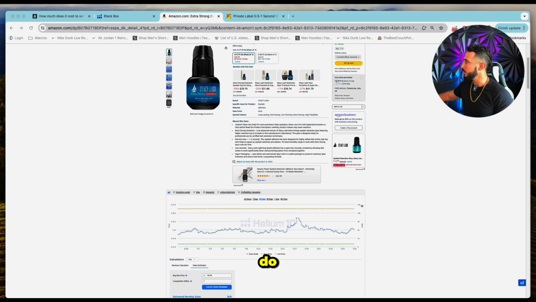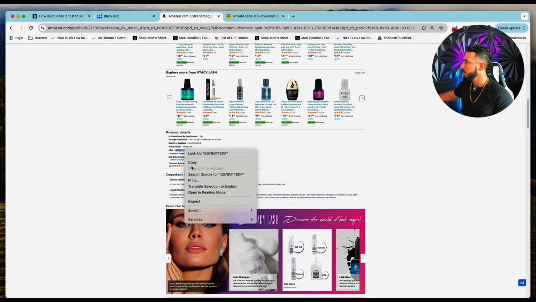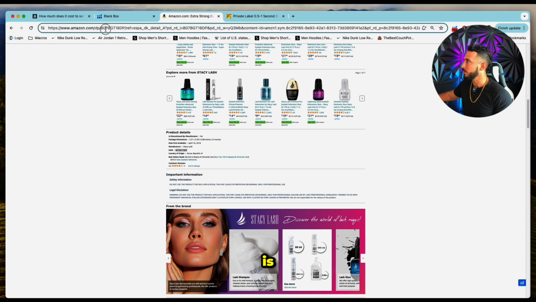So what I like to do here is go to the bottom of the listing under product details right here. You're going to look for ASIN and you're going to look for this code. All the listings have this, and if you can't find it under here, you can always find it in the URL, amazon.com/dp/, and right here is also the ASIN. It's the same as this.